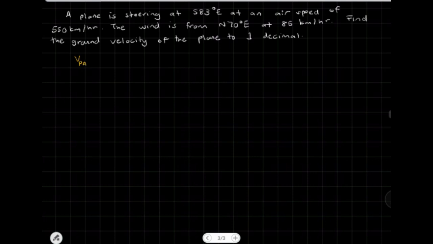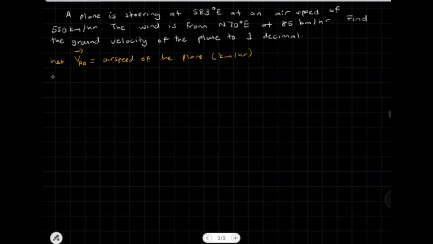Okay, so let's do wind, or air. Doesn't matter. So let's do velocity of plane relative to air. I'm going to let v subscript pa, v sub pa, represent the velocity or the airspeed of the plane, and the airspeed of the plane is in kilometers an hour. Or you can think about this as the velocity of the plane relative to the air.